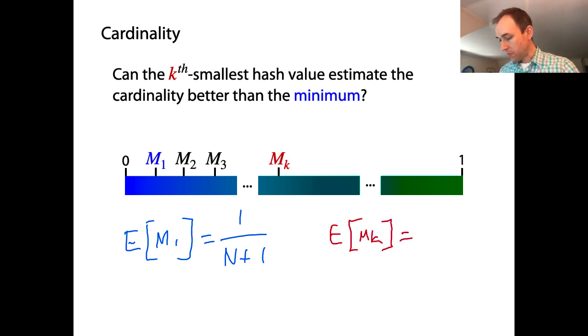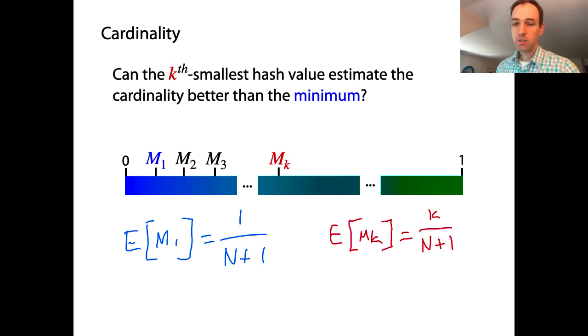Okay, well, if the expected value of big M sub 1 is the size of one of these N plus 1 partitions, then the expected value of M sub k ought to be the size of k such partitions, the total size of those k partitions. So instead of putting 1 over N plus 1, I'm going to put k over big N plus 1.